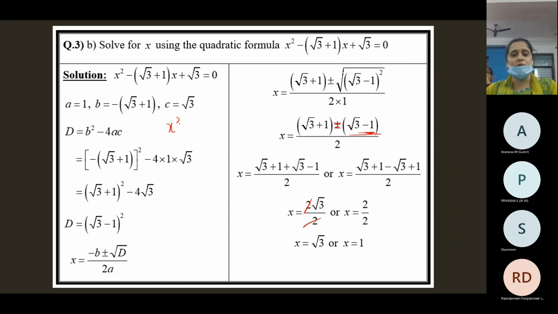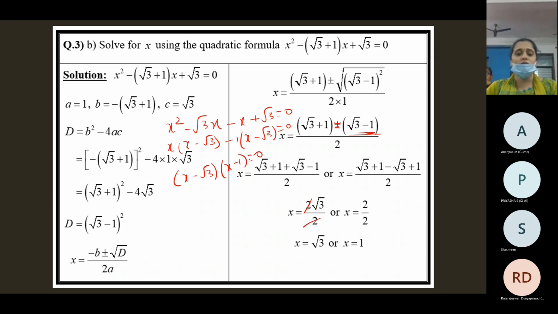When you open the bracket, x squared minus root 3 x minus x plus root 3 is equal to 0. x is common, x minus root 3, minus 1 is common, x minus root 3 is equal to 0. So (x minus root 3) into (x minus 1) is equal to 0. x is equal to root 3 or x is equal to 1. So you can go for this method if nothing is mentioned. Otherwise, for any method in quadratics, you should get the same roots.